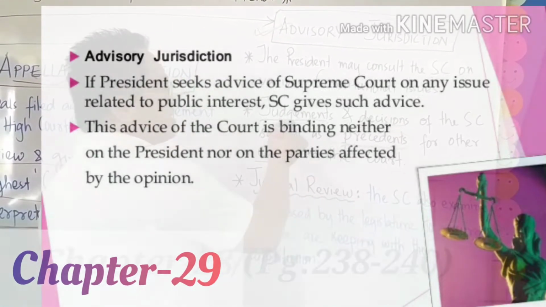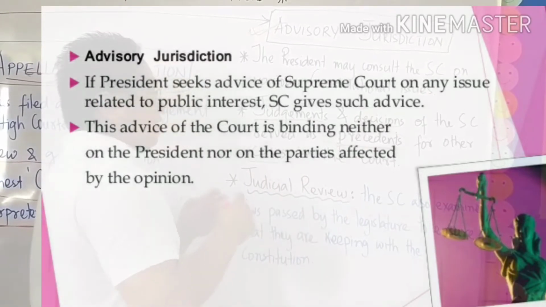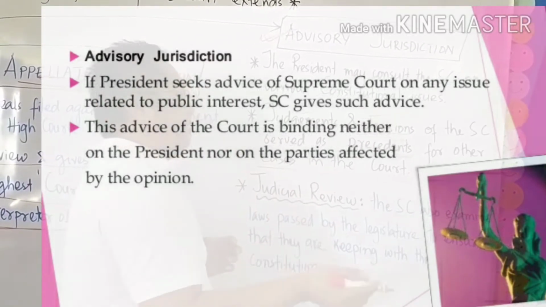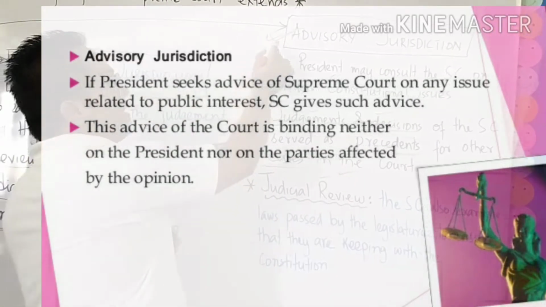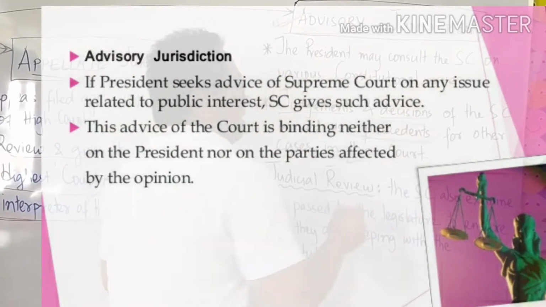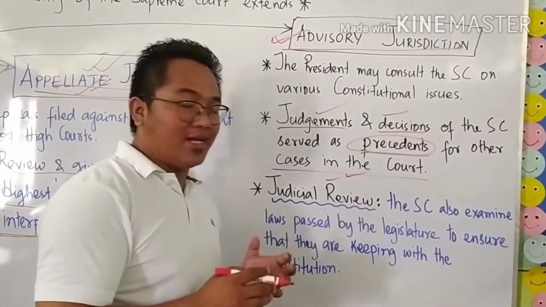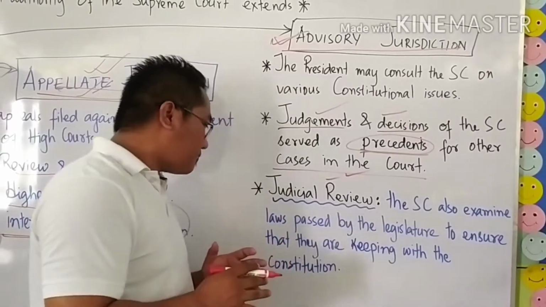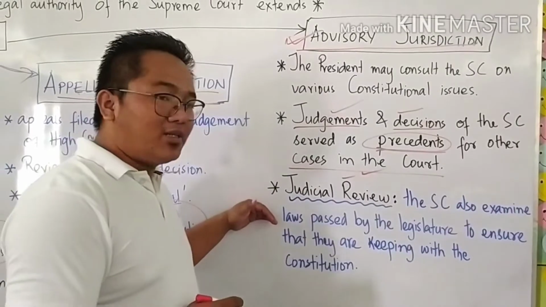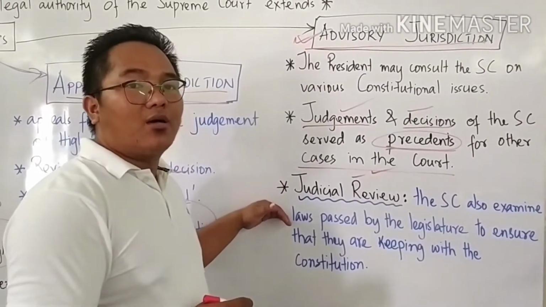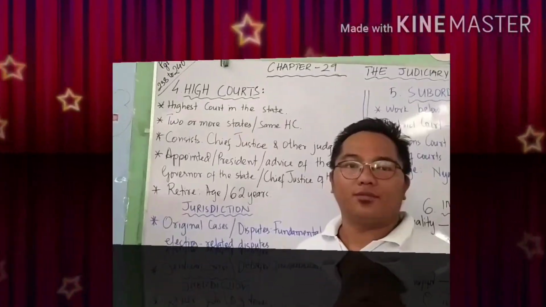Precedence means the judgments and decisions of the Supreme Court may serve as a guide for similar cases in the courts. At the same time, under the advisory jurisdiction, the Supreme Court also examines the laws passed by the legislature to ensure that these laws are in keeping with the Constitution. This jurisdiction of the Supreme Court is also called Judicial Review.